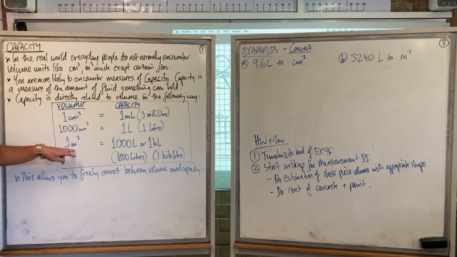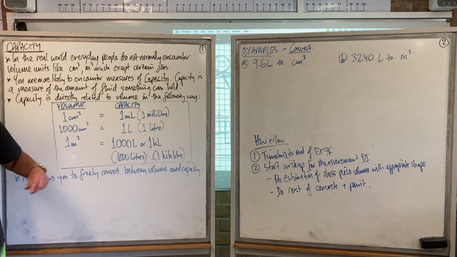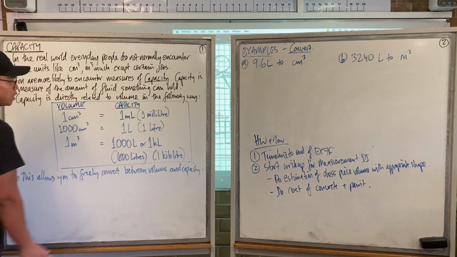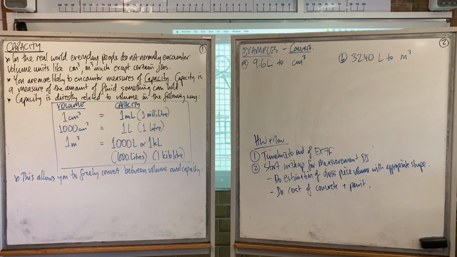And 1 cubic meter is 1,000 liters, or in other words, 1 kiloliter, because in previous exercises we established that kilo means 1,000. So this table, which I'll give you time to copy down, allows you to freely convert between volume and capacity. So please get that, and then I'll do an example for you. The second half of this lesson, I'll officially start your measurement assignment. You've already done half of it, you just haven't gone through the task sheet.